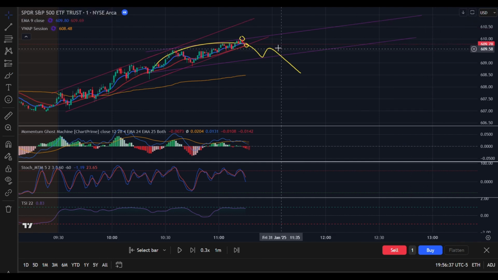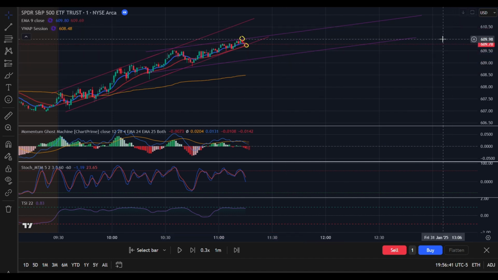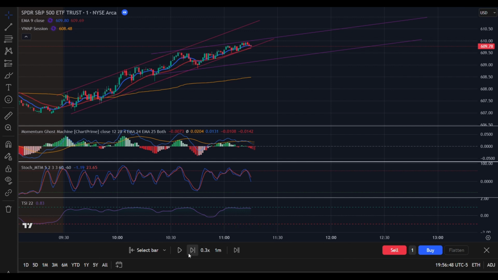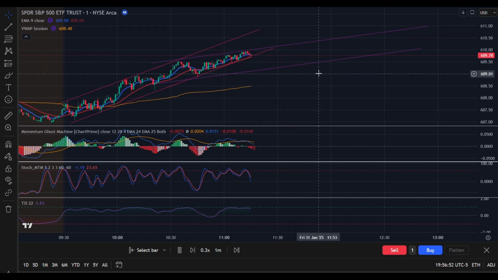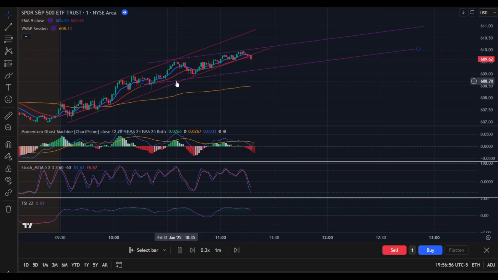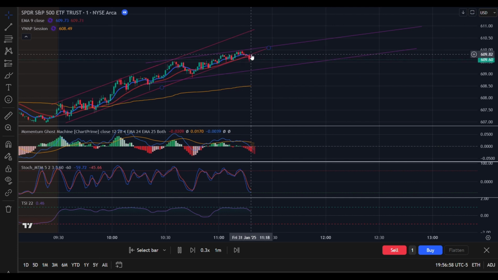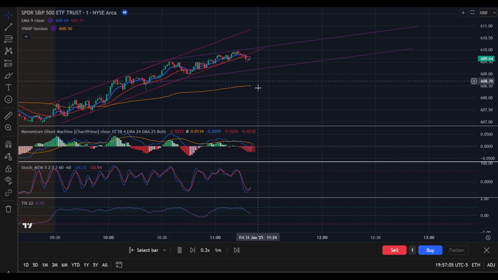I'm going to clean up these lines a little bit so we can see what's going to happen. Okay. So when this breaks, telling me, okay, this is right. This trend line broke now. So that means something.